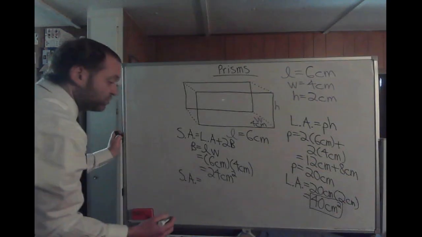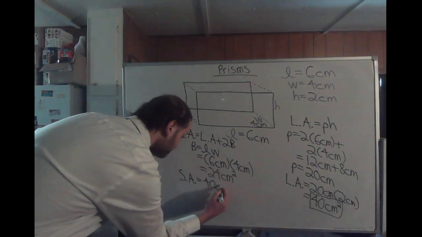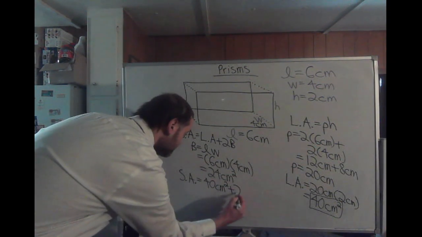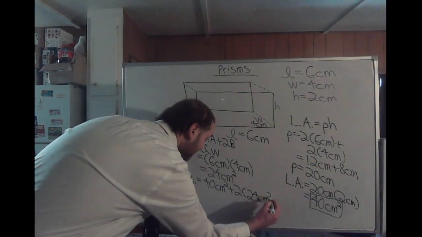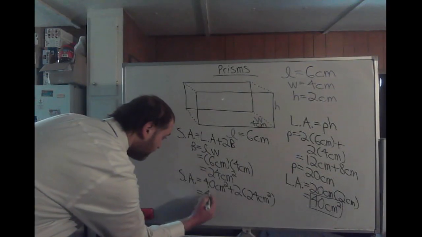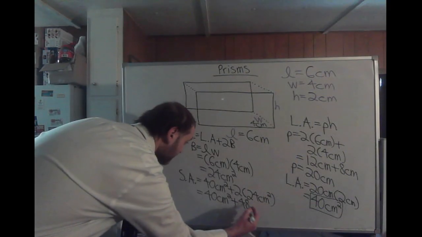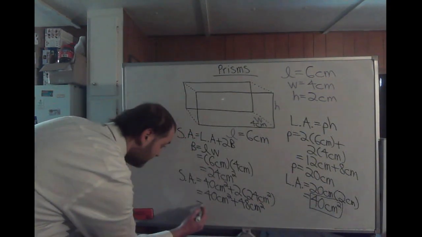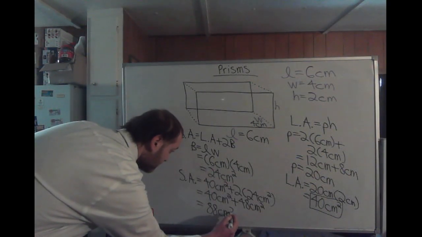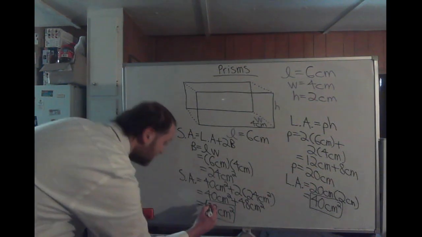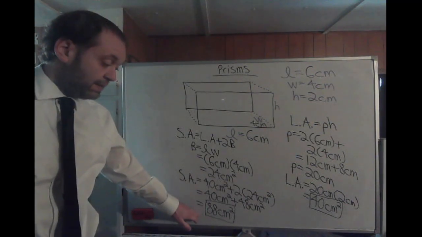Surface area, of course, is going to equal your lateral area, which was 40 square centimeters, plus 2 times the area of the base, which would be 2 times 24 square centimeters, which would give you 40 square centimeters plus 48 square centimeters, giving you a total surface area of 88 square centimeters for this prism. So the surface area of this particular rectangular prism is 88 square centimeters.